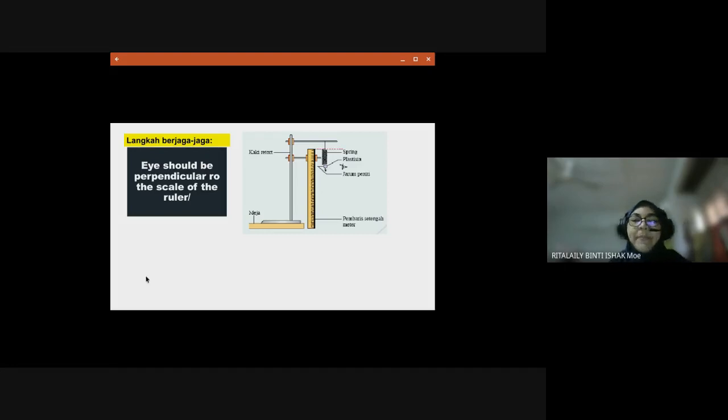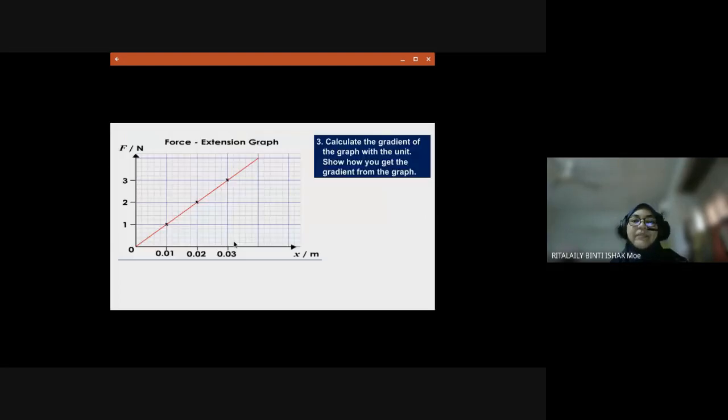So that is another precaution step specific to the spring experiment. Okay, so as I told you before, after you did the experiment and get all your results, you have to draw a graph. I'm sure for the Paper 3 experiment, you will definitely have to draw a graph. So usually for an experiment, we draw a graph.